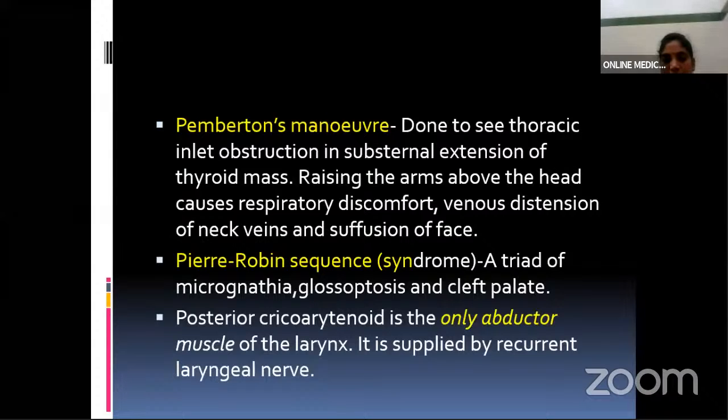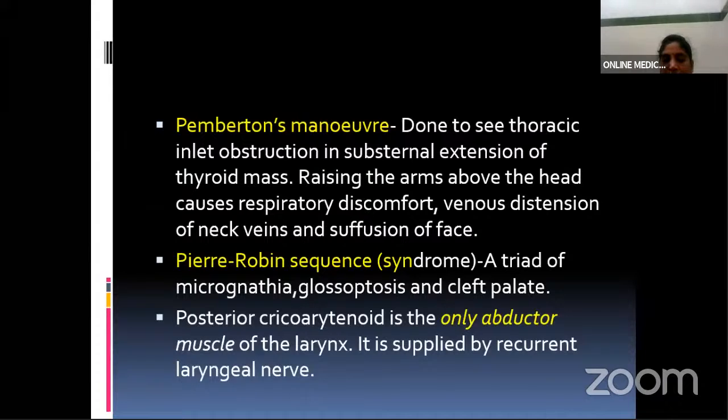Next is Pierre Robin syndrome. Pierre Robin syndrome would have been taught in pediatrics. It is a triad of micrognathia, which means small, underdeveloped mandible; glossoptosis, which is posterior displacement of the tongue; and cleft palate. All these form the Pierre Robin syndrome. In case of posterior displacement of the tongue or micrognathia, the patient may develop respiratory problems, so they may come to the ENT department.